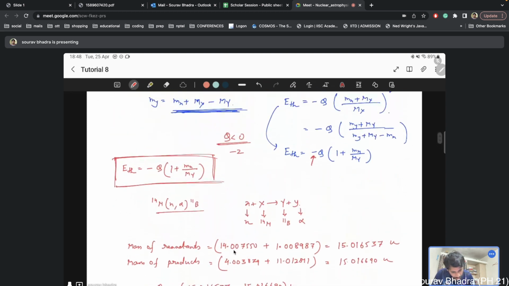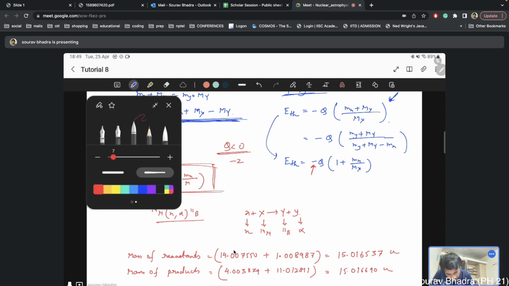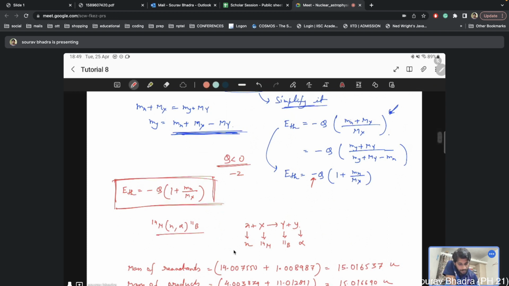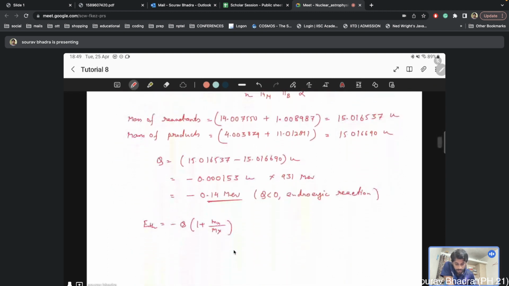Yeah, sorry. Very sorry for that, here it will be capital X, not capital Y. Because capital Mx by Mx will give you 1, and the small mx by capital Mx term will be there. So sorry for that. It will be small mx over capital Mx in the denominator. Just correct it. Okay. So this was the thing.